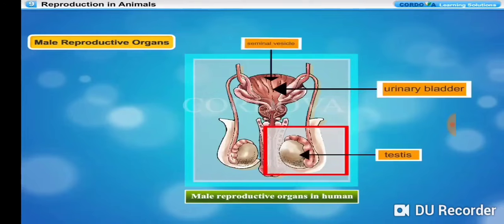Testes, singular testis. A man has two testes. These are oval in shape. They lie in a small muscular pouch called scrotum outside the abdominal cavity. Scrotum acts as a thermoregulator and keeps the temperature of testes about 1 to 3 degrees Celsius lower than the body temperature, which is necessary for the production of sperms.